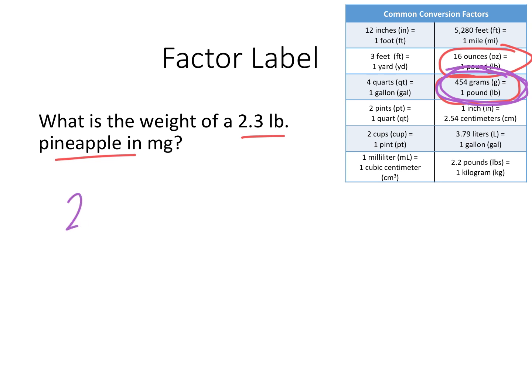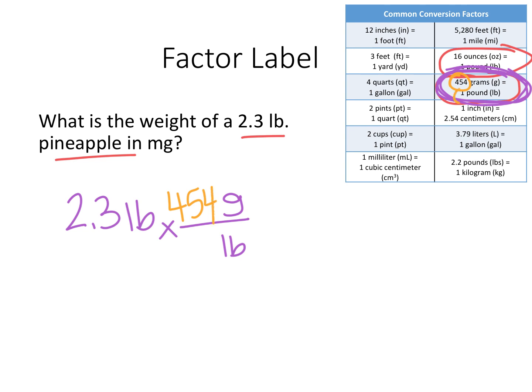So I'm going to start with 2.3 pounds for my pineapple. My conversion factor is going to be 454 grams in a pound. I'm going to put the pound on the bottom, so the numerator pound will cancel with the denominator pound, and the grams on the top. Then I'm going to put the equivalent numbers with those, 454 with the grams, and 1 with the pounds. That will cancel my pounds to grams. But I'm not quite done because I'm looking for the milligrams of a 2.3 pound pineapple. So I'll go one more conversion factor, grams to milligrams.